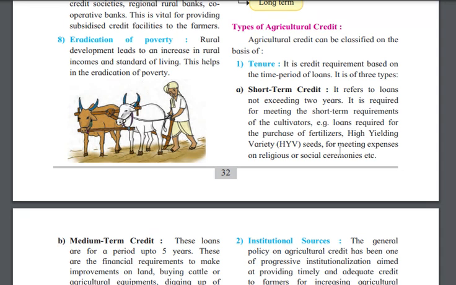It is required for meeting the short term requirements of the cultivator. If I talk about why farmers require loans, they require them for fertilizer, high yielding variety seeds, meeting expenses, or religious or social economic problems. So that's why this short term loan should be provided to them. Short term loans means if you are taking a loan from the bank, you have to pay within 2 years.